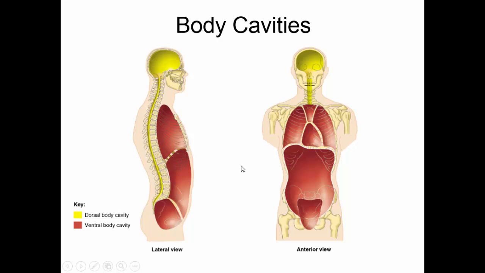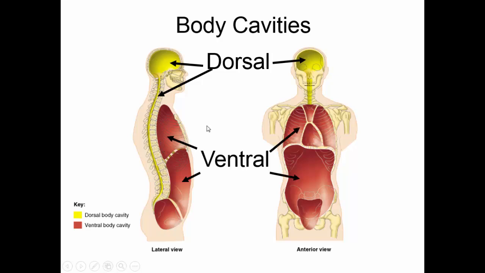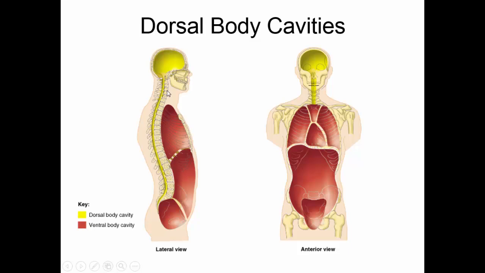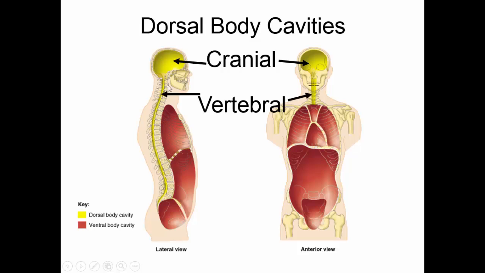The body is hollow, so there are cavities in the body. The dorsal cavities are the hollow spaces on the back, and the ventral cavities are the hollow spaces on the front side of the body. The dorsal body cavity can be divided into two areas: the cranial cavity, which houses the brain, and the vertebral cavity, which houses the spinal cord.